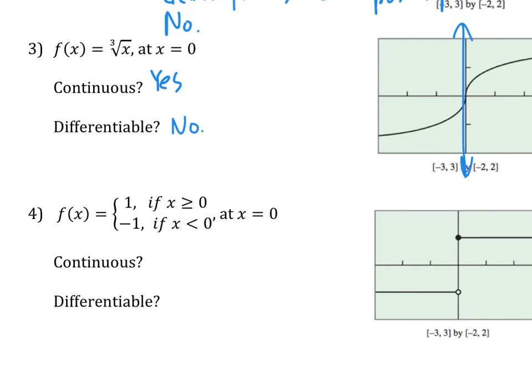All right, this one, number 4. Is it continuous at 0? No. So we really don't even have to care about the slope left and right, because it's just not going to be differentiable. It doesn't even pass my first requirement.